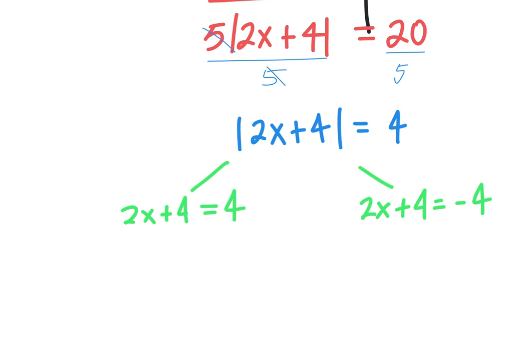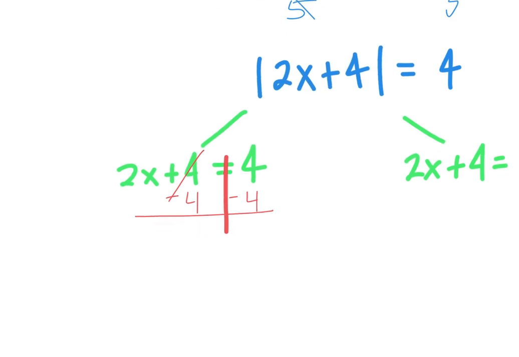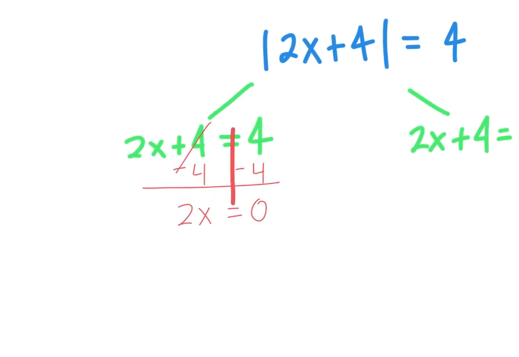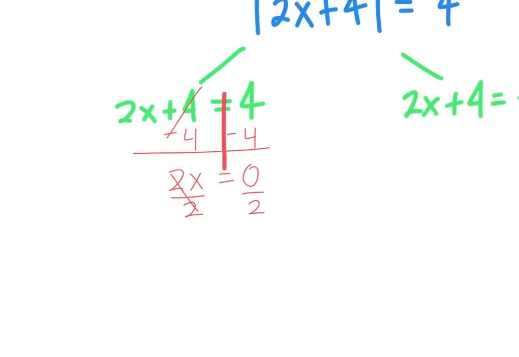So I'll subtract 4 first, leaving me with 2x is equal to, well, 4 minus 4 is going to give me 0. So then I divide by 2, which means one of my solutions for x is 0, because 0 divided by 2 is 0.